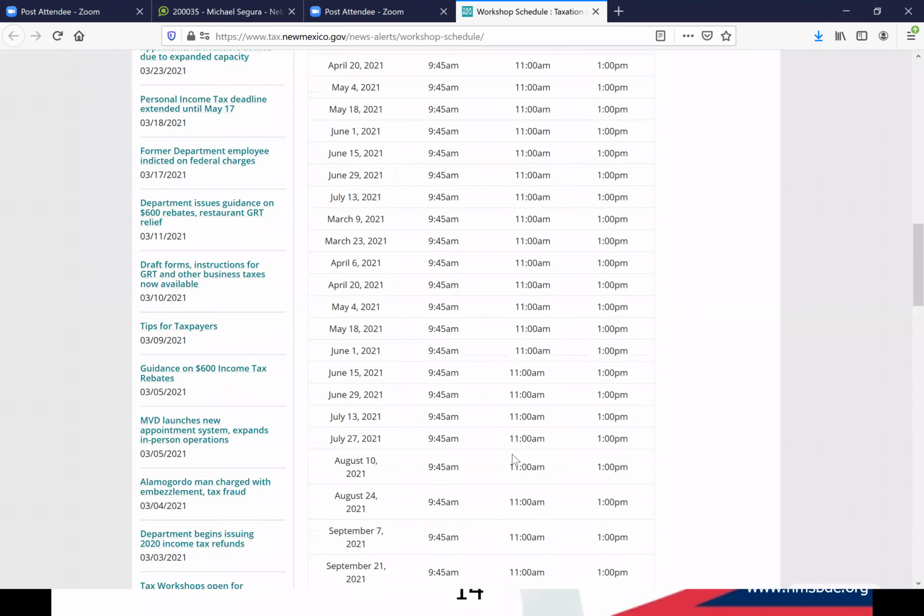The next one happens to be, let's see, June 15th. I took this back in February as part of my professional development plan. The young woman who does this workshop knows more about gross receipts taxes than I think anybody in the state of New Mexico.